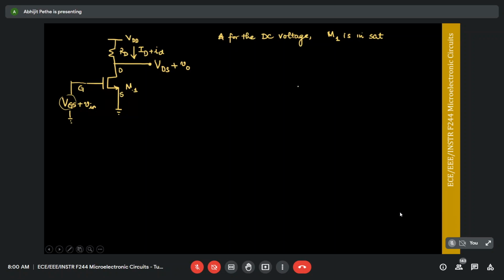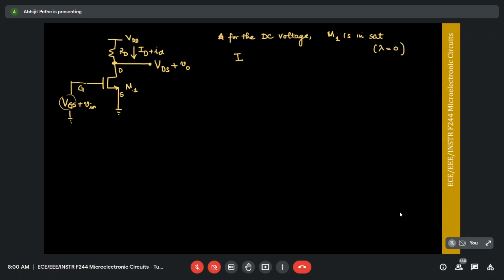In reality, when you're designing the circuit for the MOSFET, you will design it in such a way that you ensure that M1 is in saturation. So you make sure you pick the bias conditions, these voltages and the resistance, in such a way that M1 is in saturation. So when M1 is in saturation, again, let's assume lambda is equal to 0.